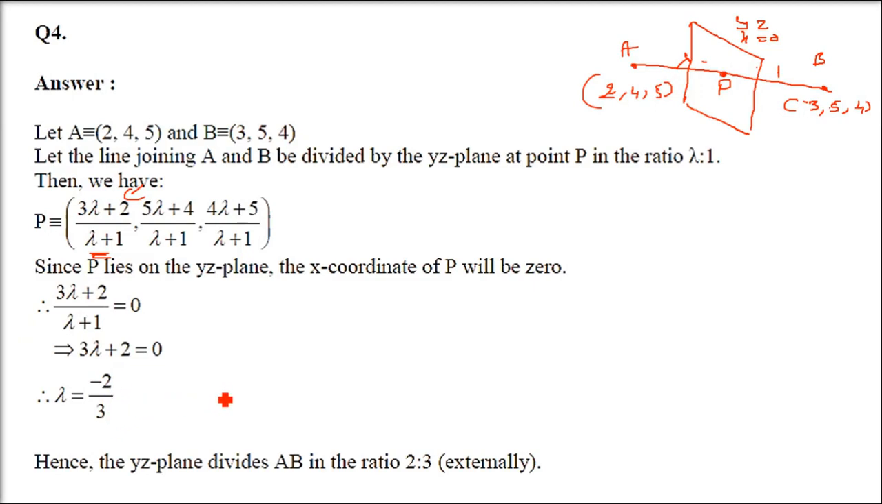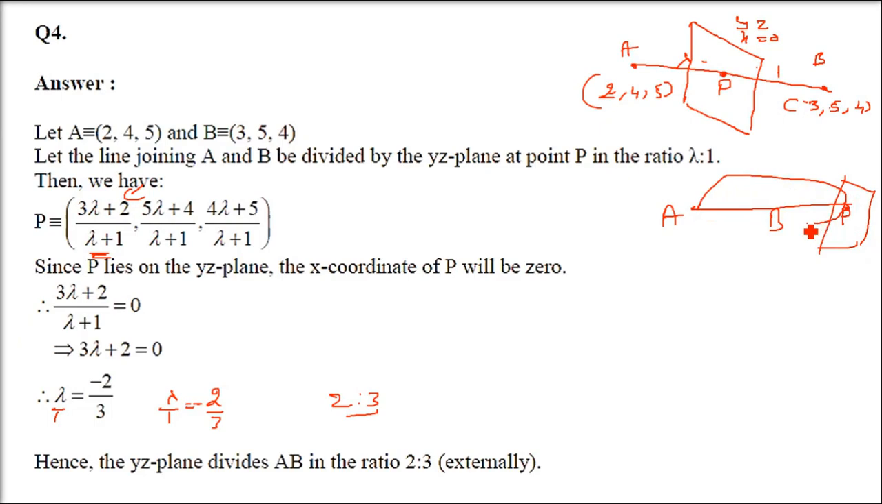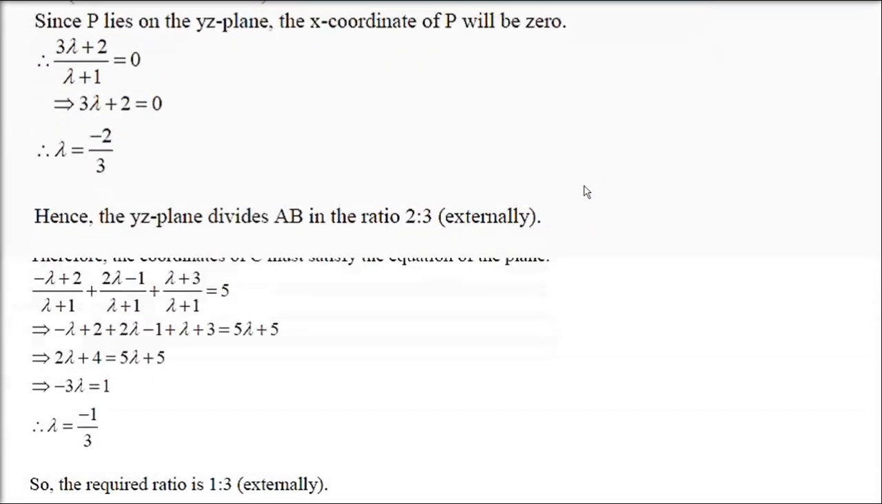That is, lambda is to 1 is minus 2 by 3, but it is 2 by 3, no doubt. But the scenario here is it's negative. So the plane is not between A and B, it's outside A and B. I hope you got the idea. A and B are here and the P point, that plane, is outside. This is the scenario. A and B, this plane is not in between. So PA by PB is 2 by 3.